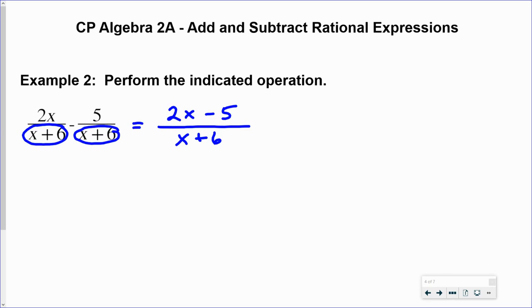So again, I'm going to look to see if this can factor any further. 2x minus 5, those terms contain no common factors. And the bottom doesn't look like x plus 6 can be factored any further, and it also doesn't look like we share any common factors. So this is going to be our final answer.